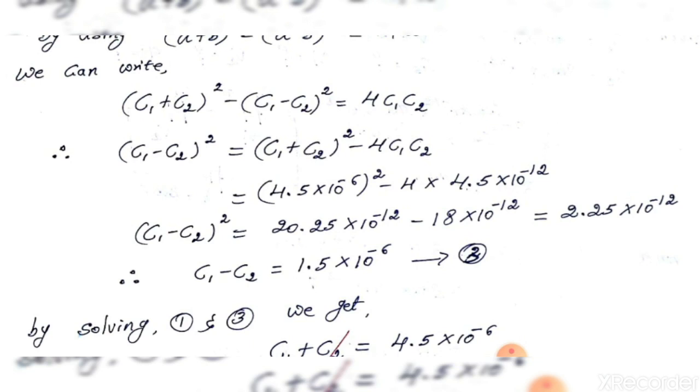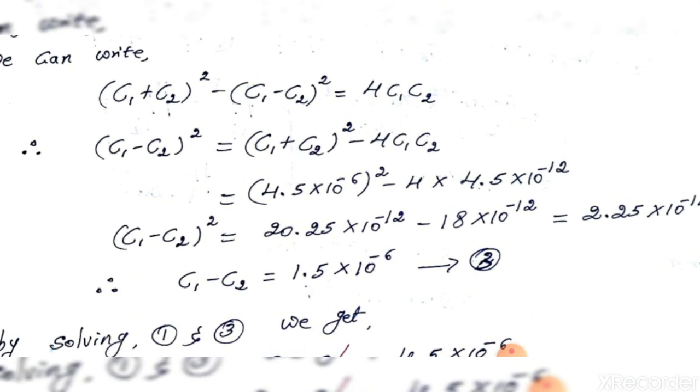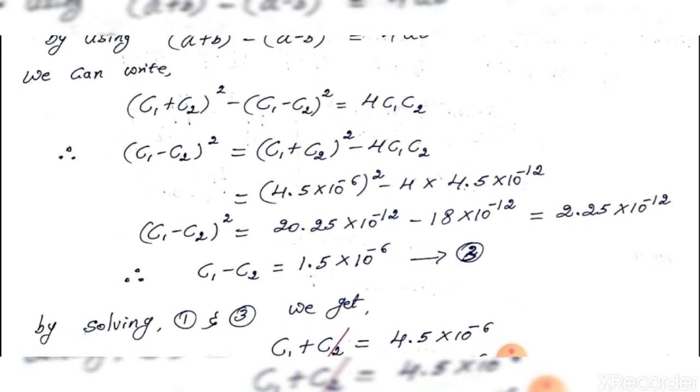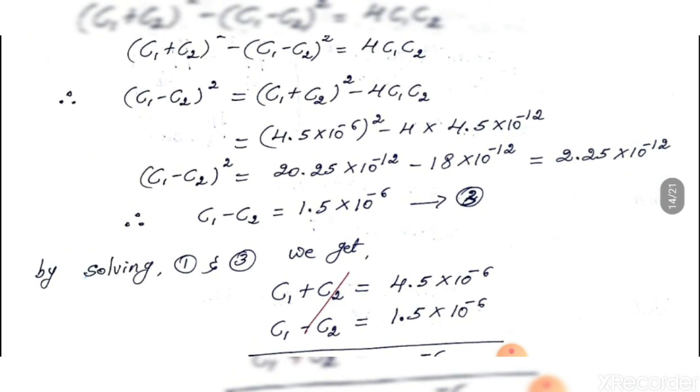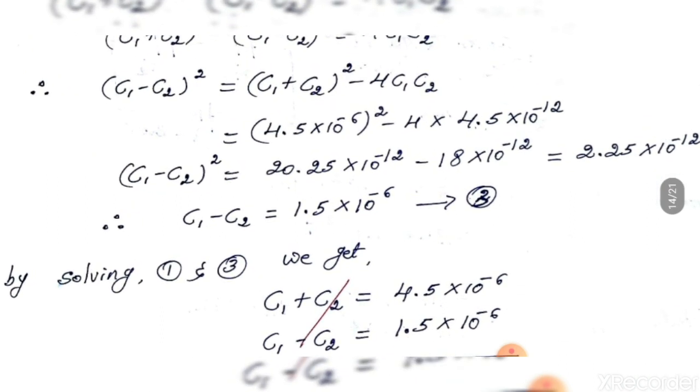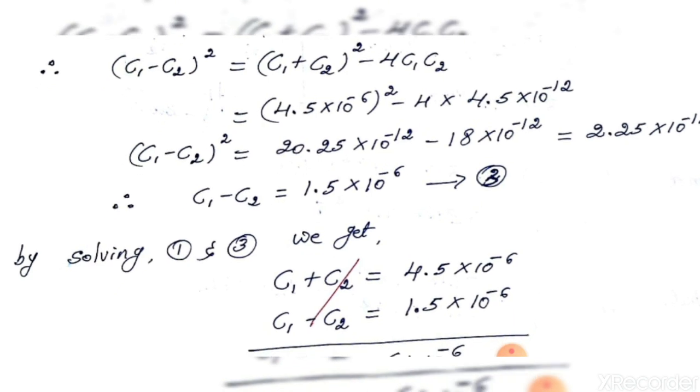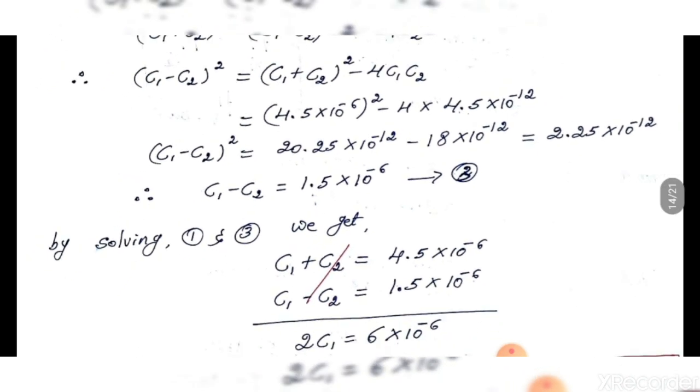Calculate 4.5 the whole square separately, minus 4 into 4.5, that becomes 18. So you are calculating C1 minus C2 the whole square. You will get 2.25 into 10 power minus 12, with the 10 power minus 12 common. Then take the square root of it, so you will get C1 minus C2. Understood? So we found C1 minus C2, but already we have C1 plus C2.